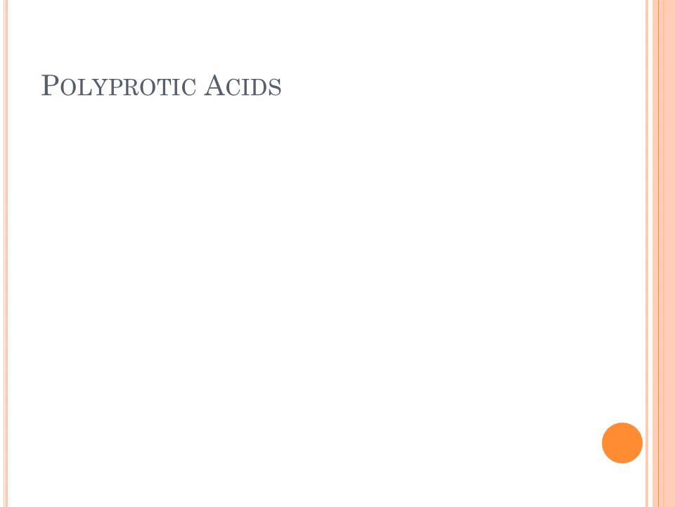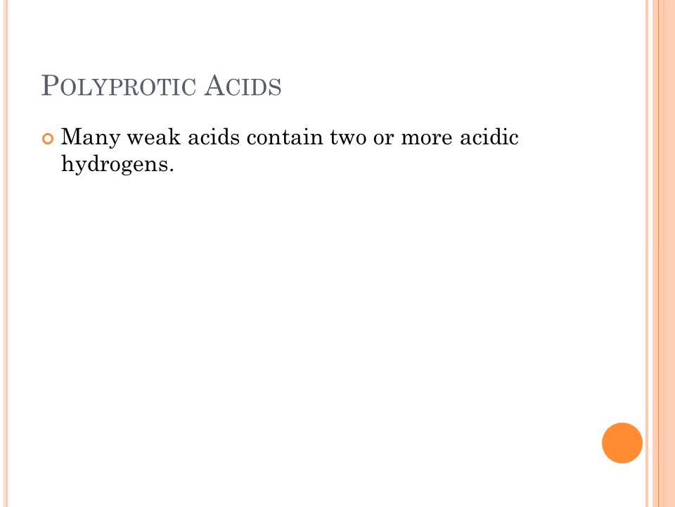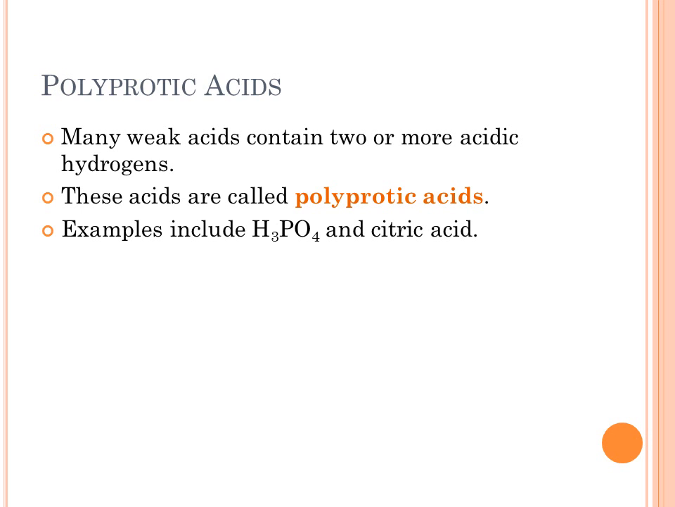Alright, let's change gears a little bit and talk about polyprotic acids. Turns out that many weak acids do contain more than one ionizable hydrogen. These are called polyprotic acids. Examples could be acids like phosphoric acid, which has 3 acidic hydrogens, and more complex acids like citric acid and other acids as well.